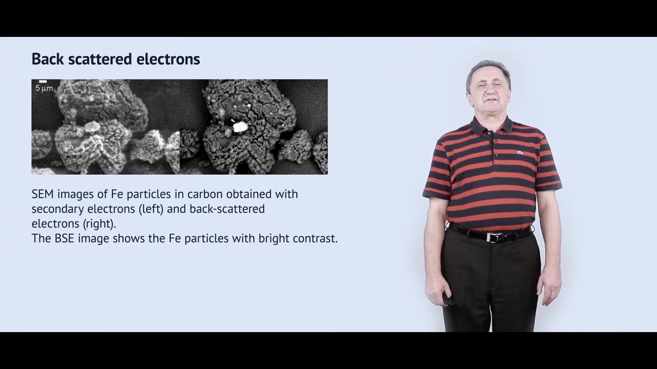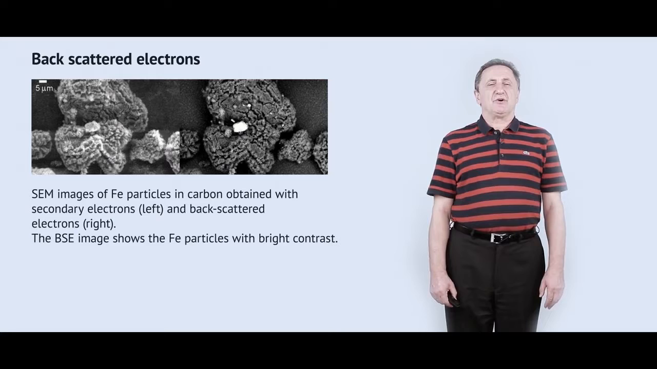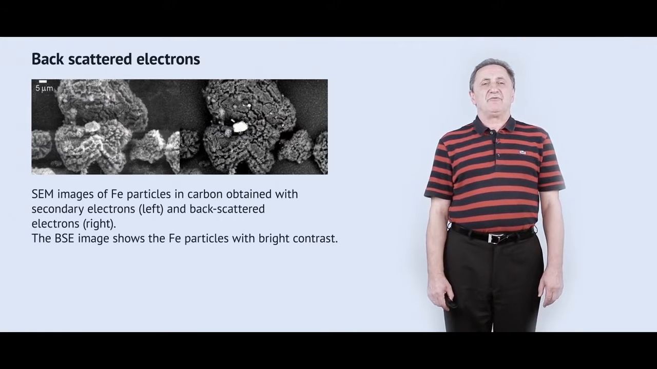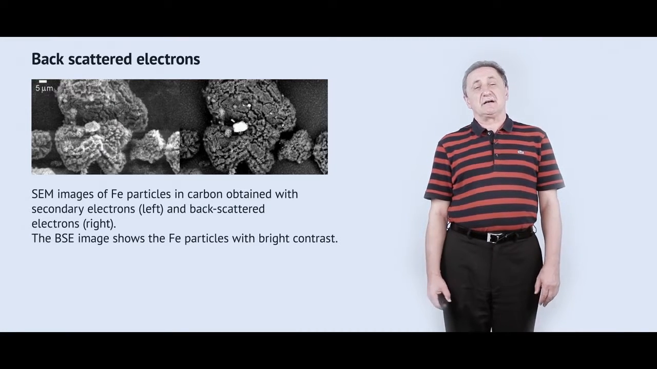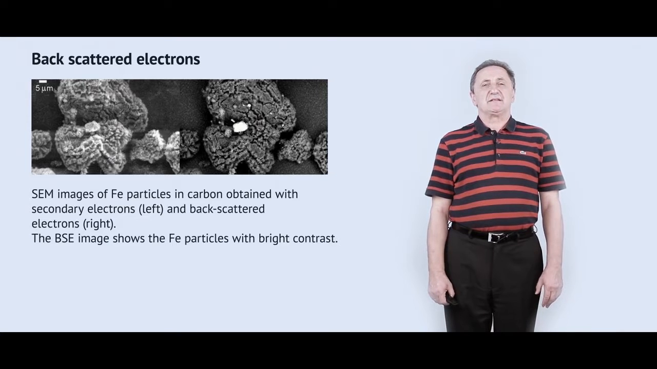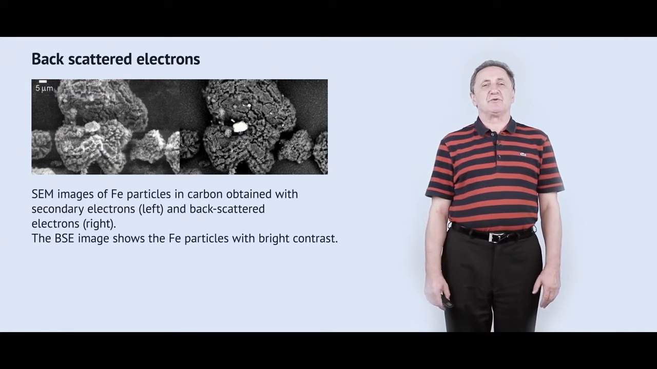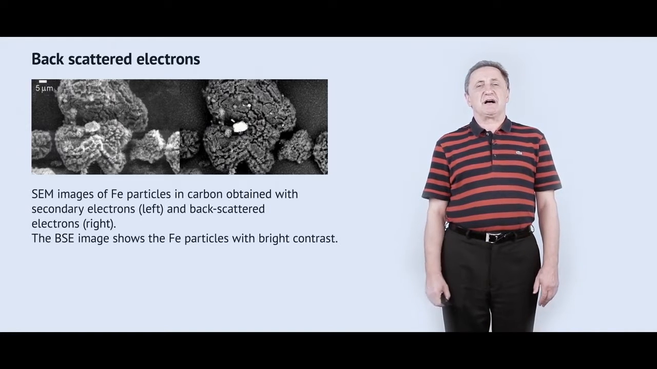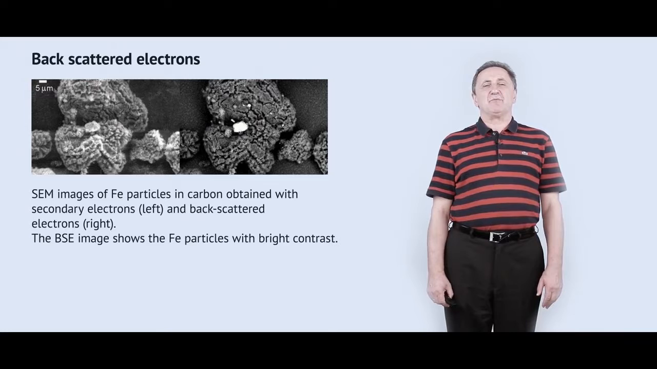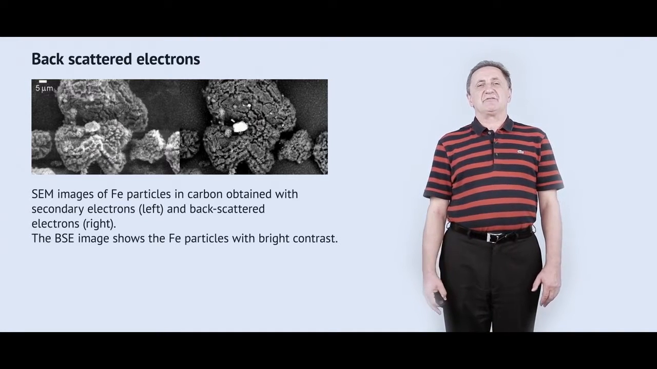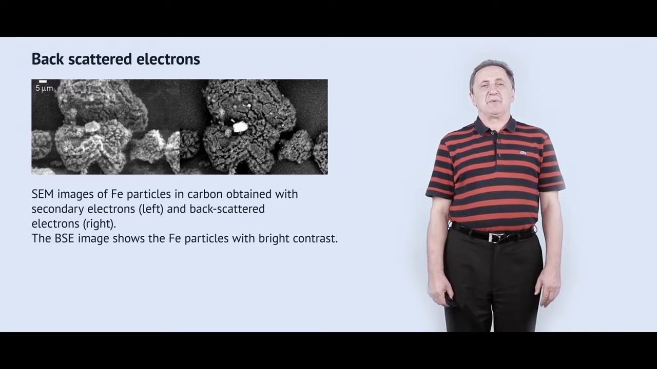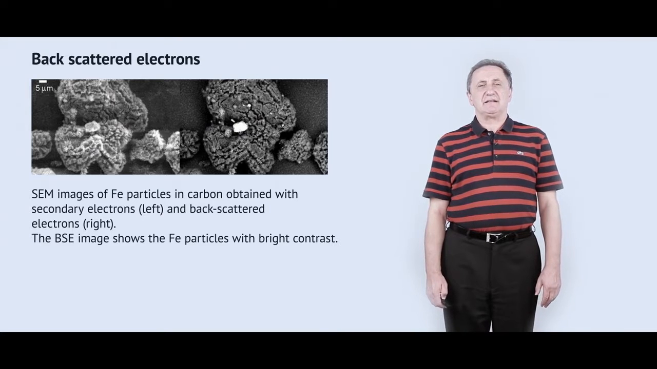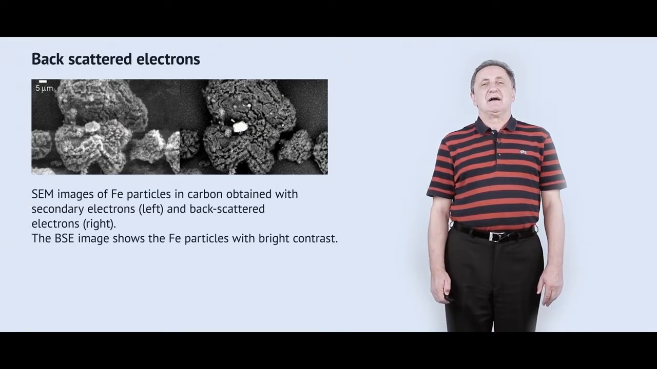Let's consider this statement with the help of an example. We have two SEM images of iron particles in carbon. On the left is a secondary electron image, and it's not possible to resolve the iron particles relative to the carbon. On the right, we have the backscattering mode, and you can easily see that the iron particles are much brighter as compared to the rest of the surface, and you can easily identify these high Z particles on the low Z contrast.